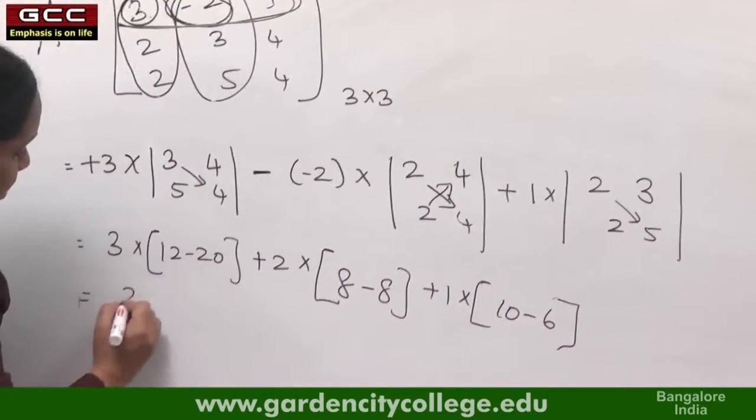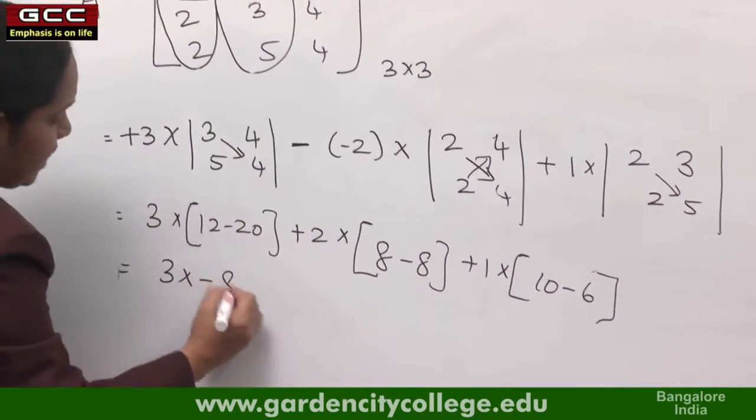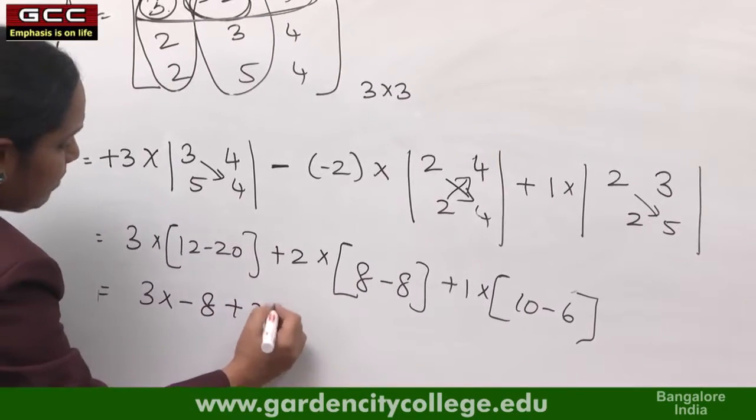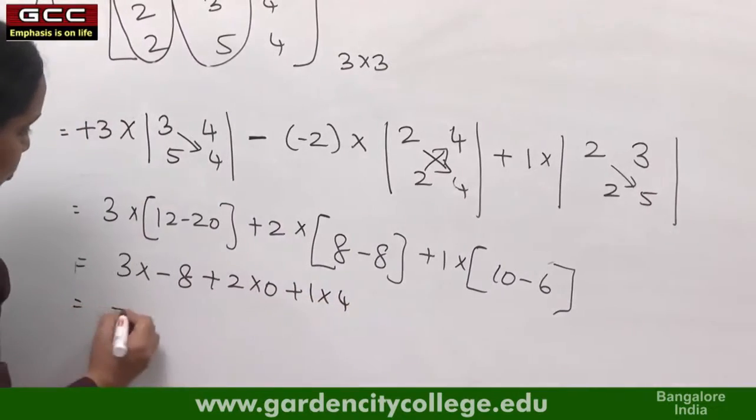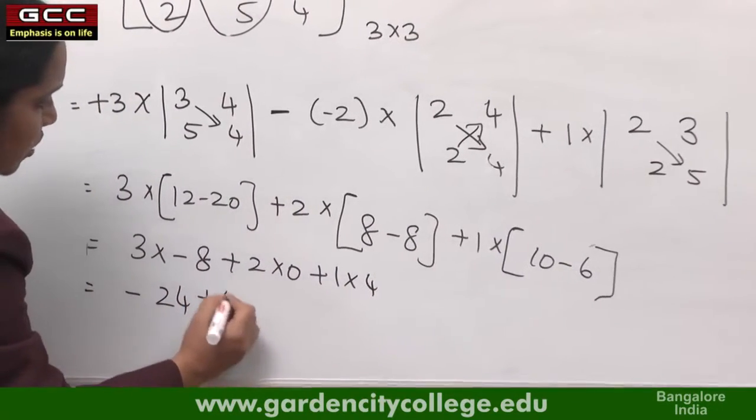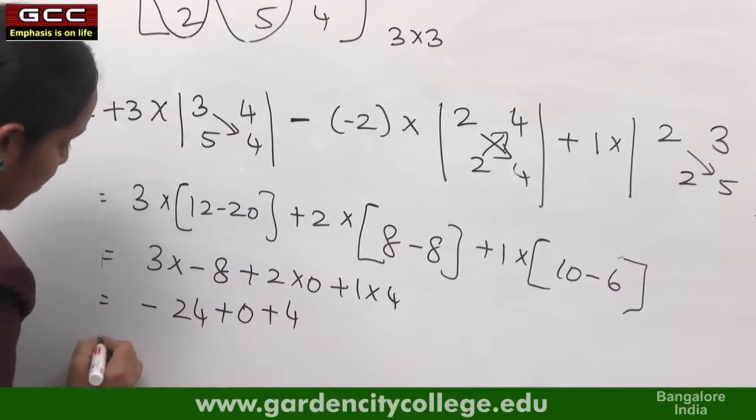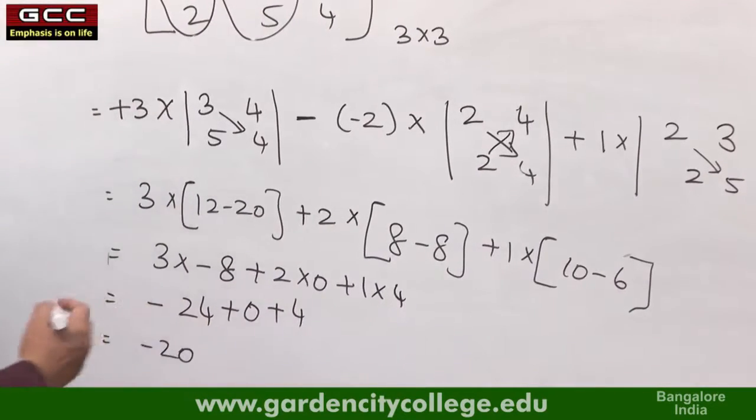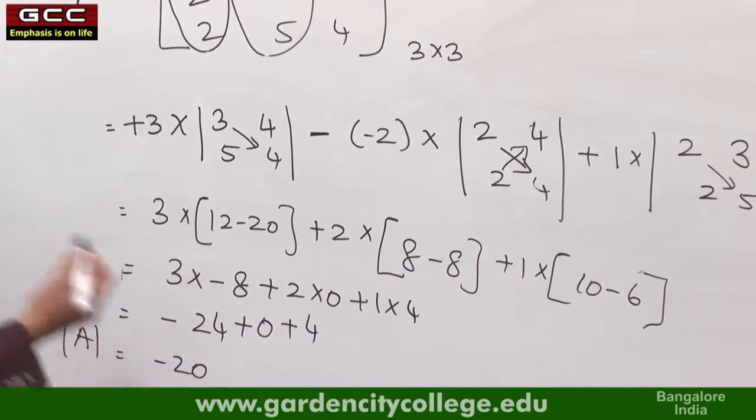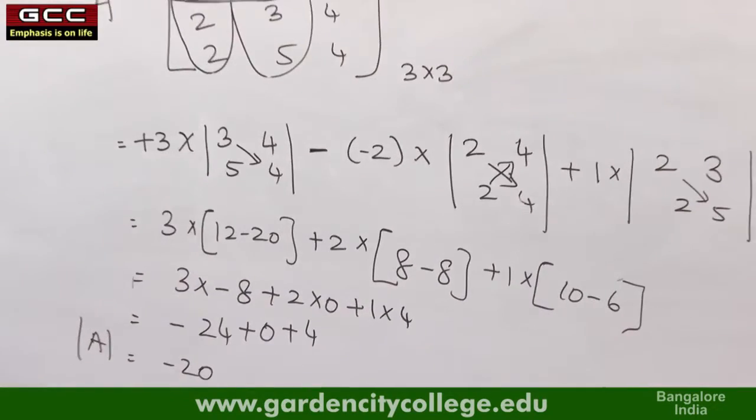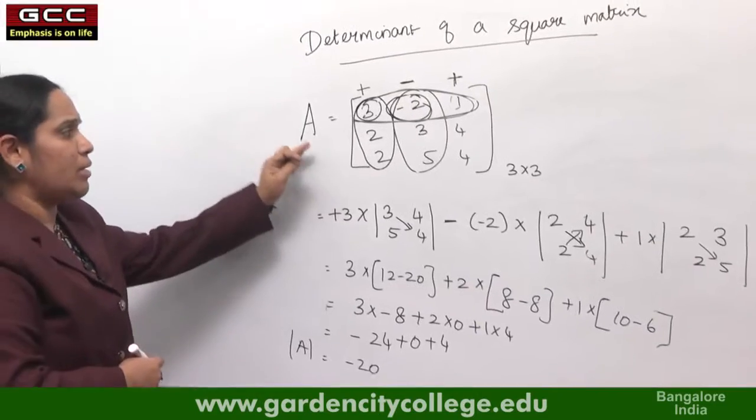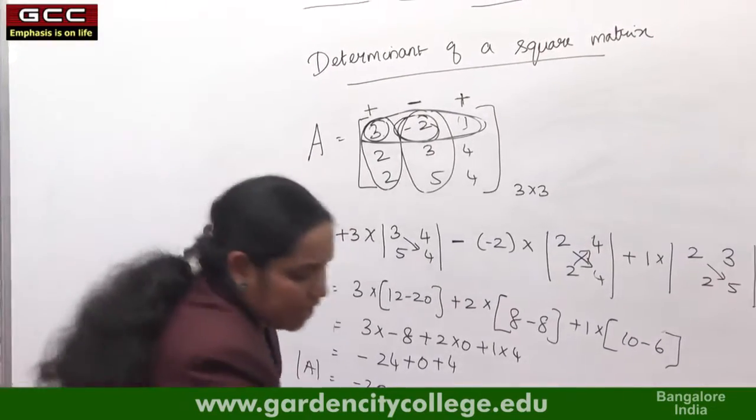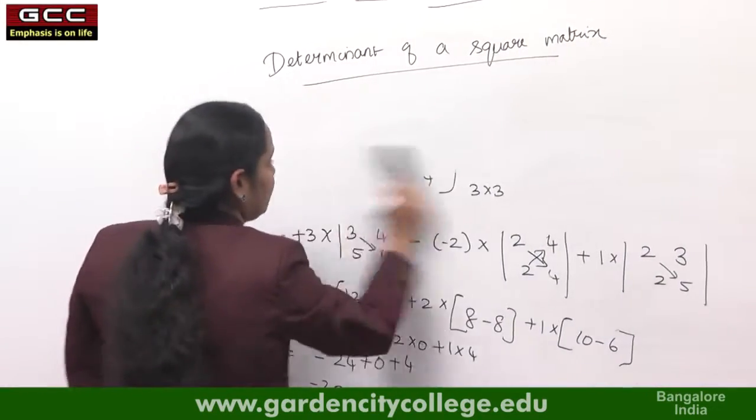So which is equal to 3 multiplied by minus 8 plus 2 multiplied by 0 plus 1 multiplied by 4. So minus 24 plus 0 plus 4, which is equal to minus 20. So determinant of A is equal to minus 20. This is the process, this is the way you will find the determinant of a 3 by 3 matrix. Let me give one more example for this.